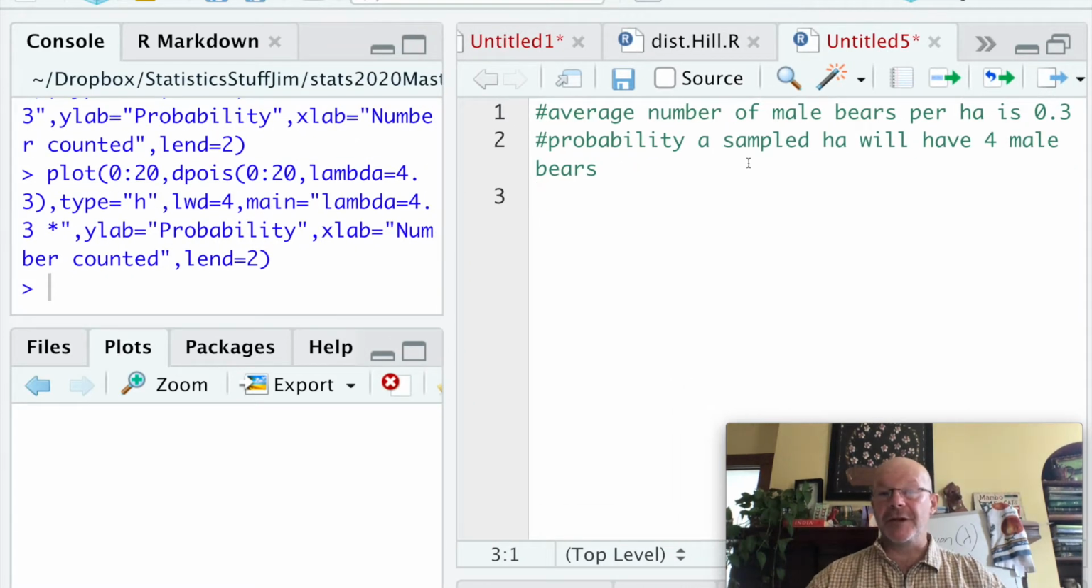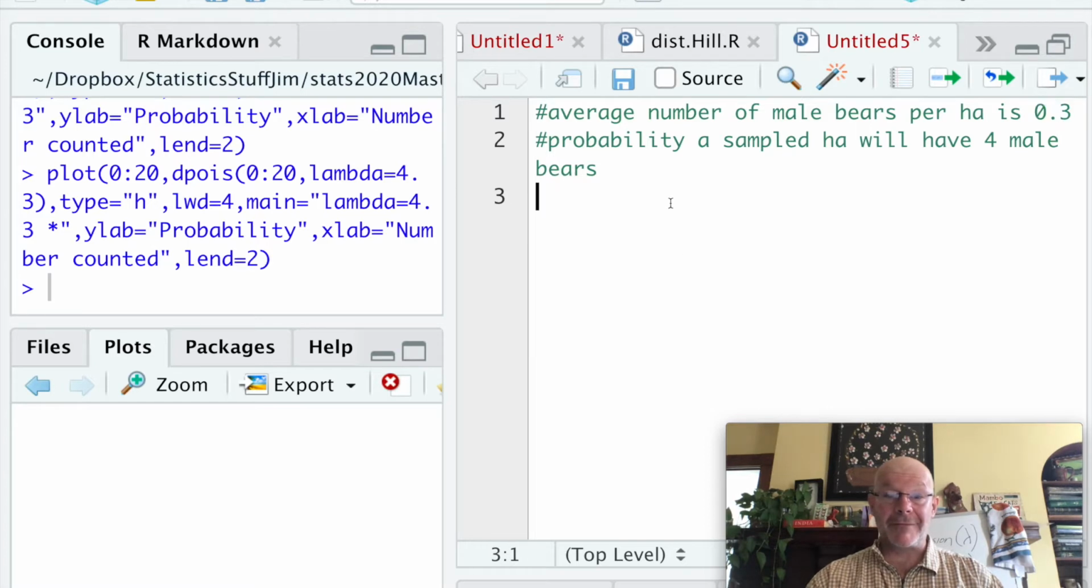So let's say that the average number of male bears per hectare is 0.3, which means that would have been estimated by going out to various hectare plots and counting the number of bears you saw. And so maybe you went to a bunch of different hectares and you counted the number of bears. There were lots of hectares that had no bears in them. Some of them had 1 bear, some of them might have even had 2 or 3 bears. And we take all of those observations and we average it, and we come up with 0.3. And so this is our rate parameter. This is the parameter that we will put into a Poisson distribution.